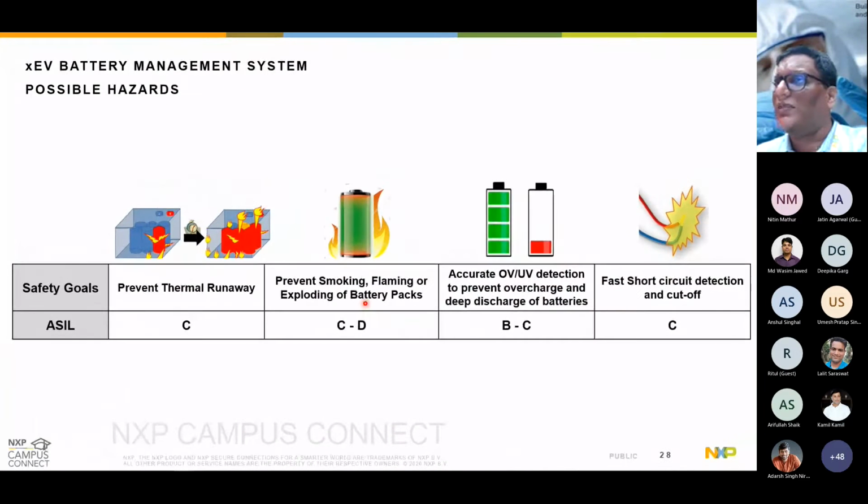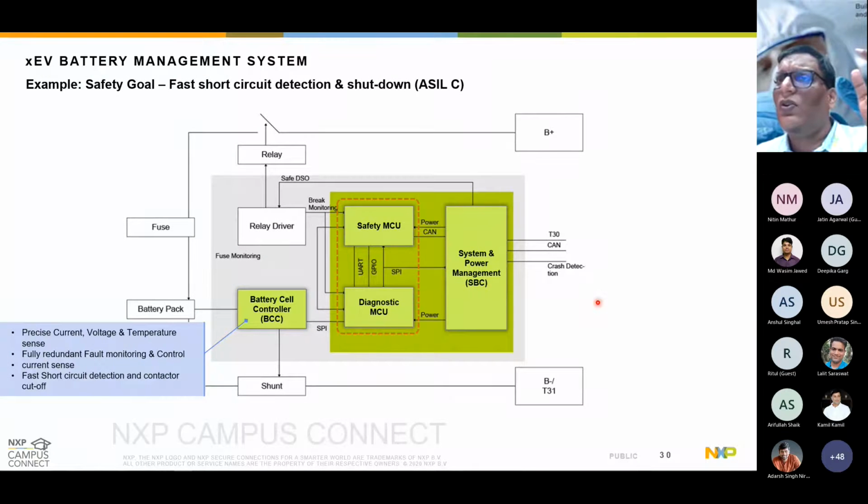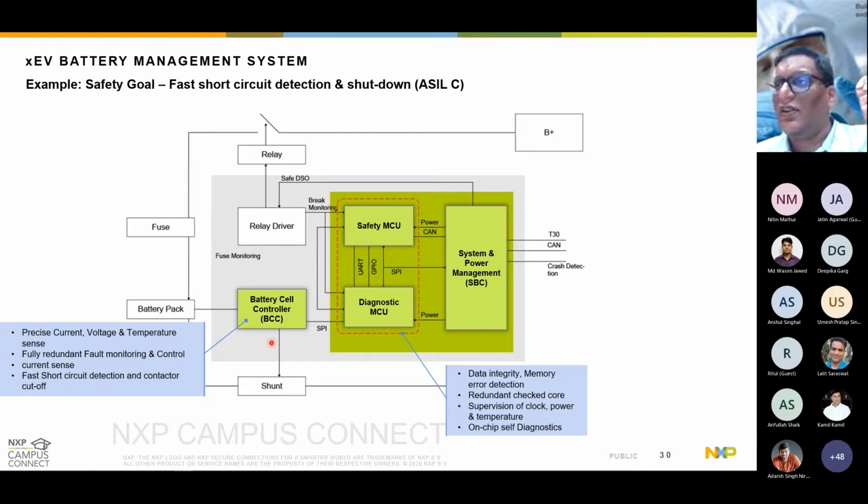Next is the battery management system. On the battery management system also, you identify the different safety goals. You want to avoid a thermal runaway. You want to avoid, say, explosion of batteries, inaccurate over voltage and under voltage conditions, and short circuit detection. All these different hazards, you identify at the top level, assign a certain safety integrity level, and then you go into the system level design, talk about how the different modules participating in the battery management function can be prevented, or the malfunction can be detected, and you define a certain safe state, like, say, disconnecting the battery and so on.